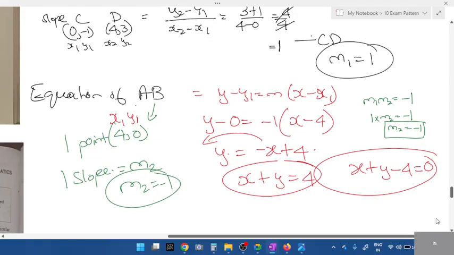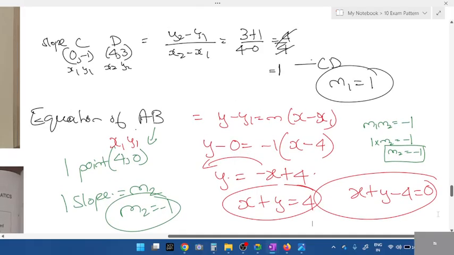Shall we solve the next one? All of you all understood? Equation slope.